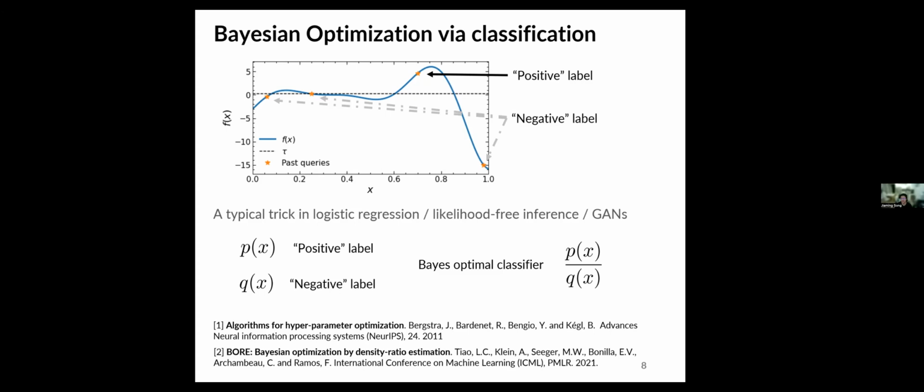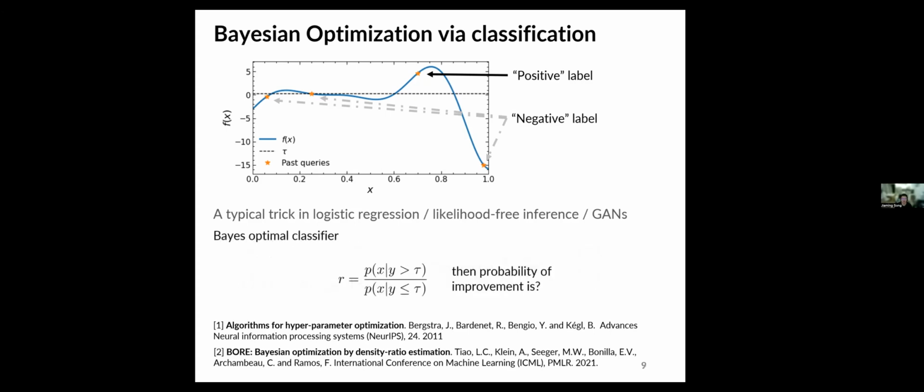So what does it mean in our context here? Here, our ratio is the probability of P of X when Y is over the threshold, over P of X when Y is below the threshold. It might sound a bit strange to you, because we haven't really talked about what P of X means, but it will be clear in a second. So if we have this ratio, assuming we got it from this Bayes optimal classifier, then what would be the probability of improvement?